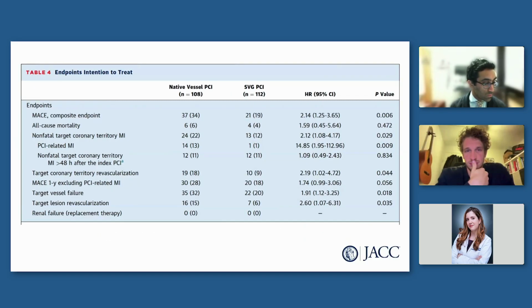Okay, and then this is again just looking at the endpoints when it comes to intention to treat. You can see some of the other endpoints that were looked at, including not just territory, but specifically the revascularization of that target lesion and the failure rate. So revascularization and failure rates were higher in the native vessel PCI group. Again, this may speak to the fact that so many of these lesions were CTOs. And importantly and interestingly, there were no events of renal failure in either group, which is good.